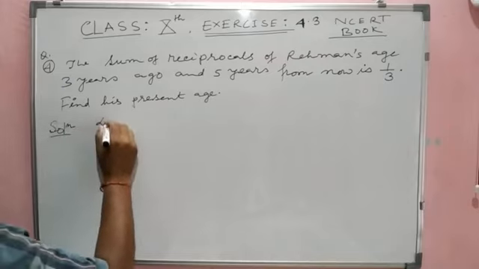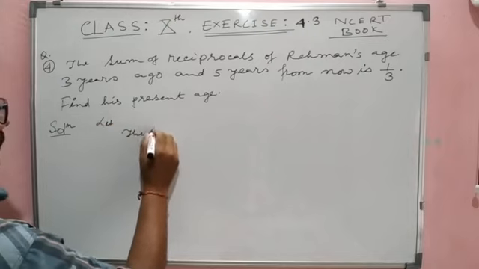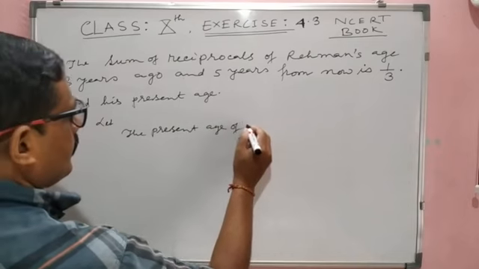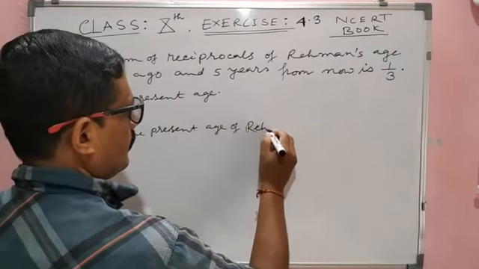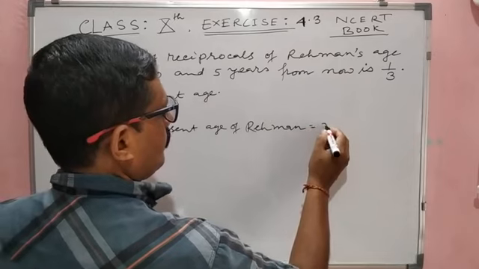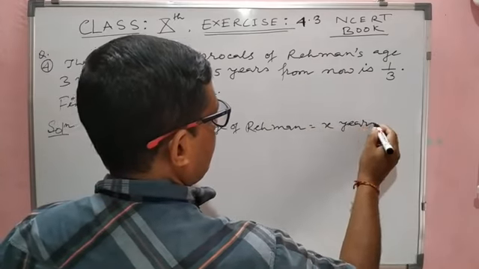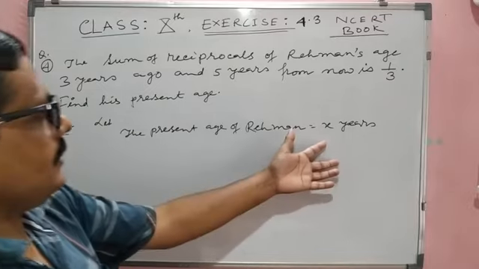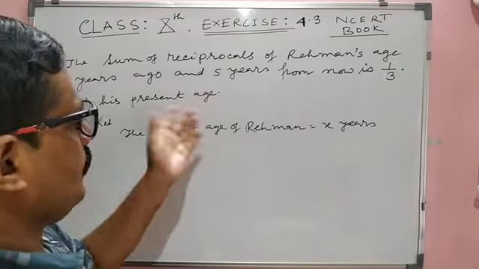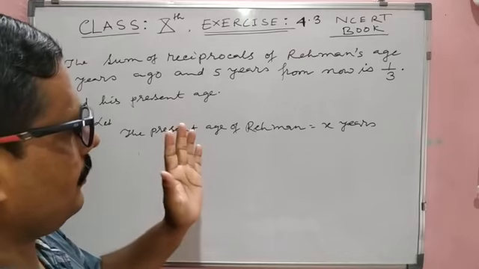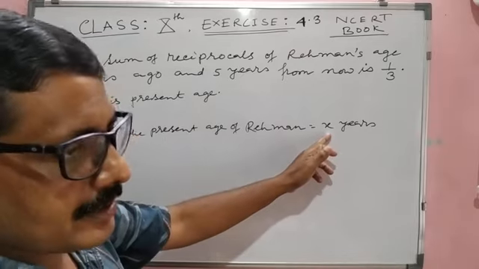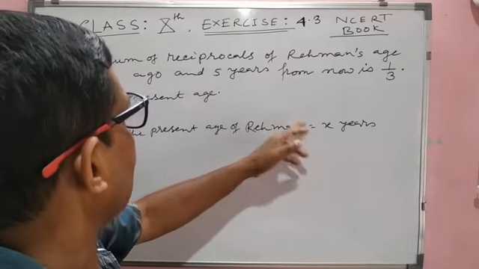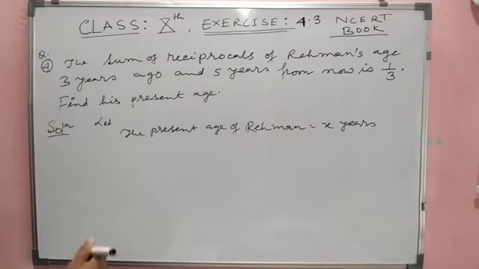Let the present age of Rahman equal x years. Present age is x years, then 3 years ago his age will be x minus 3, and 5 years from now his age will be x plus 5.